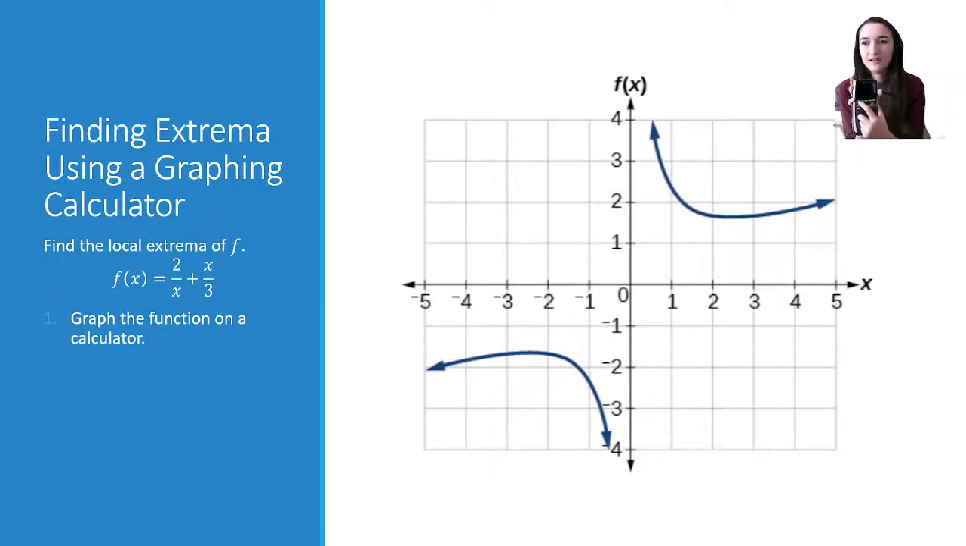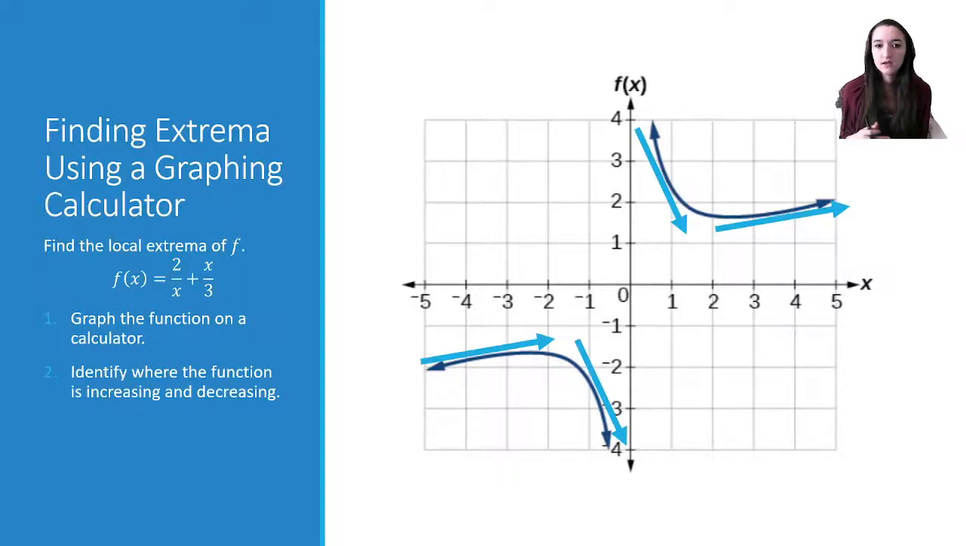Hard to see, right here. So we graph the function on the calculator, so we're going to write out this function. Then we're going to identify where the function is increasing and decreasing. So once we look at our graph, which you can look at by clicking the graph button, top right, you might have to adjust the window. There's a window button, also top, second from the left.